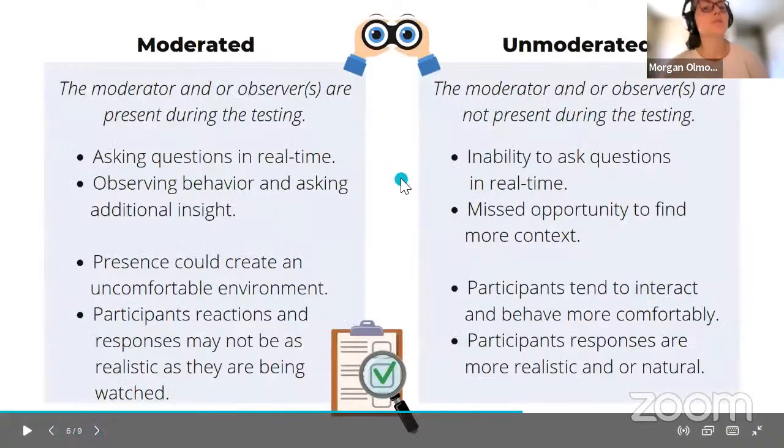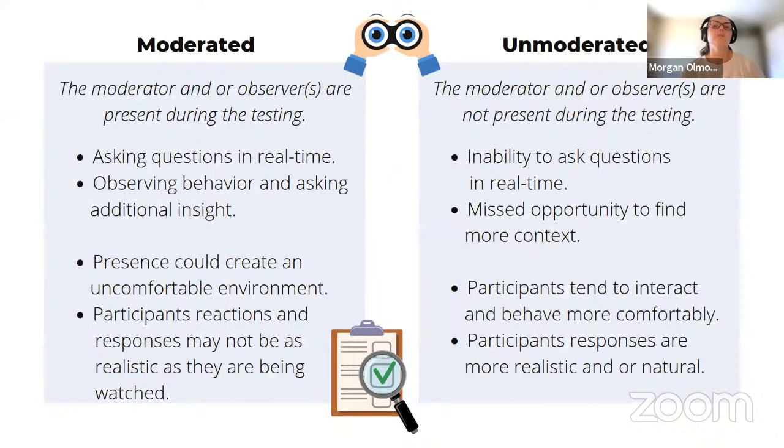So now I'm going to talk about the two different types of usability tests. There's the moderated and the unmoderated. Basically, the main difference is that with moderated, you are there, whether in person or virtually, observing while the test is being performed. And you could, with moderated, interact or not.